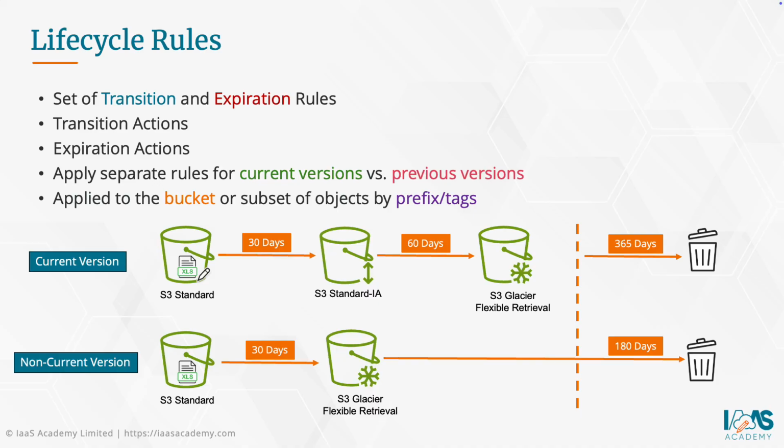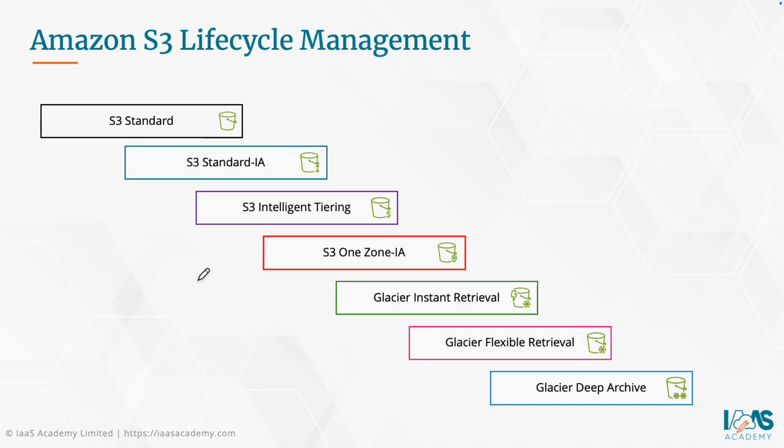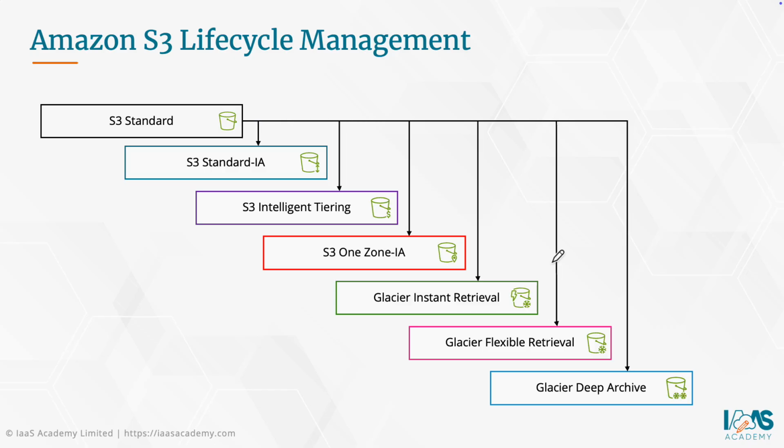Now on AWS, we've got the Lifecycle Management Service, which allows you to transition using a waterfall model across the different storage classes. So we've got standard here at the top. This is obviously the default storage class, but you can transition automatically from standard to standard IA, intelligent tiering, and so on and so forth. And if we take a look at the waterfall model, from the standard storage class, you can transition into IA, intelligent tiering, one zone IA, Glacier instant retrieval, flexible, and deep archive.